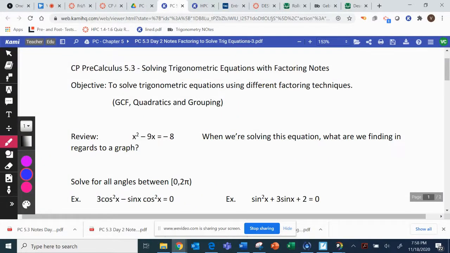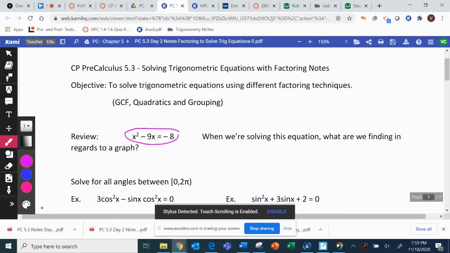Okay, pre-calculus 5.3, solving trigonometric equations with factoring. So just as a review, back in Algebra 2, if you were solving this equation and you're finding x, what would that be in regards to a graph?